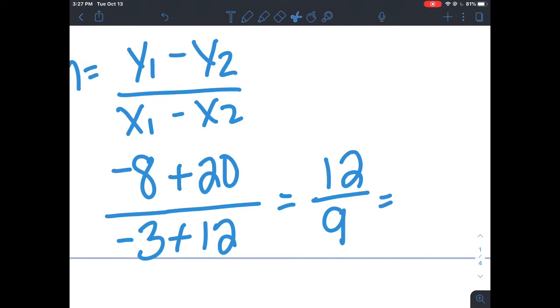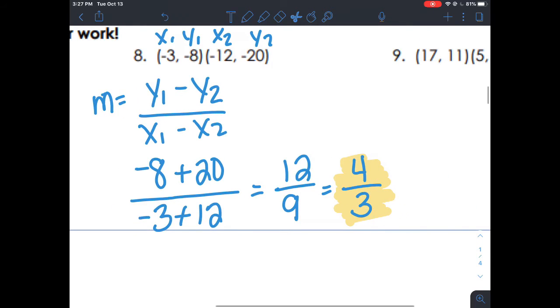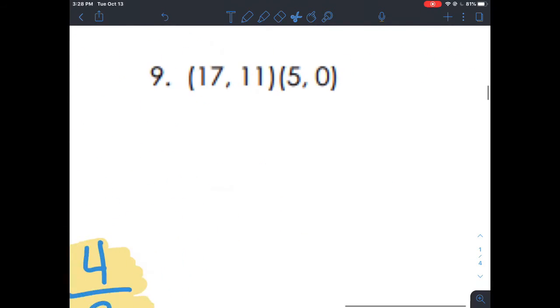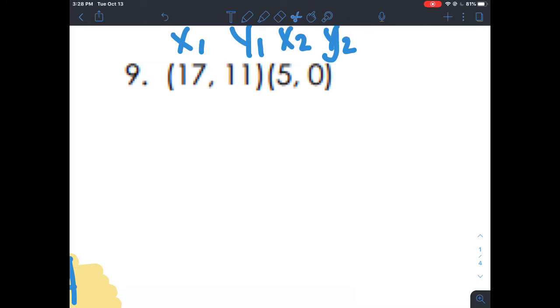12 over 9 reduces to 4/3. So that's my slope, 4/3. Rise, I go up 4. Run, I go to the right 3. Very similar to number 9 here.